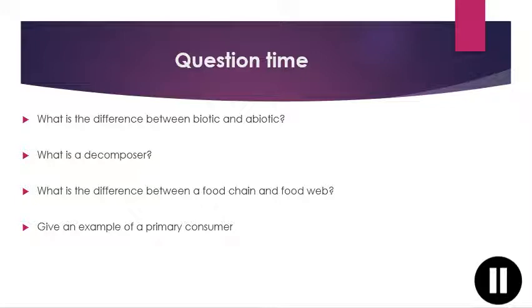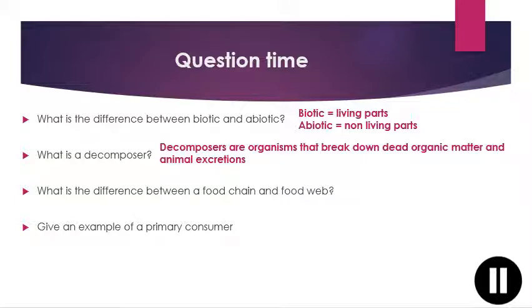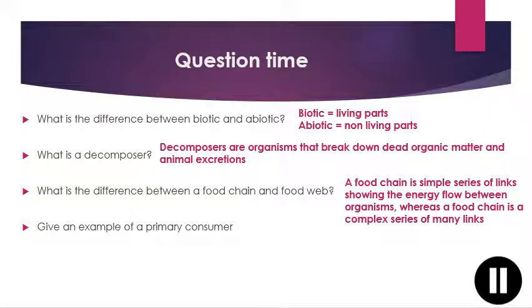The difference between biotic and abiotic is biotic is referring to the living parts of the ecosystem, whereas abiotic is referring to the non-living parts. A decomposer is an organism that breaks down dead organic matter and animal excretions. The difference between a food chain and food web is that a food chain is the simple series of links showing the energy flow between organisms, whereas a food web is a complex series of many links. And an example of a primary consumer is a rabbit.